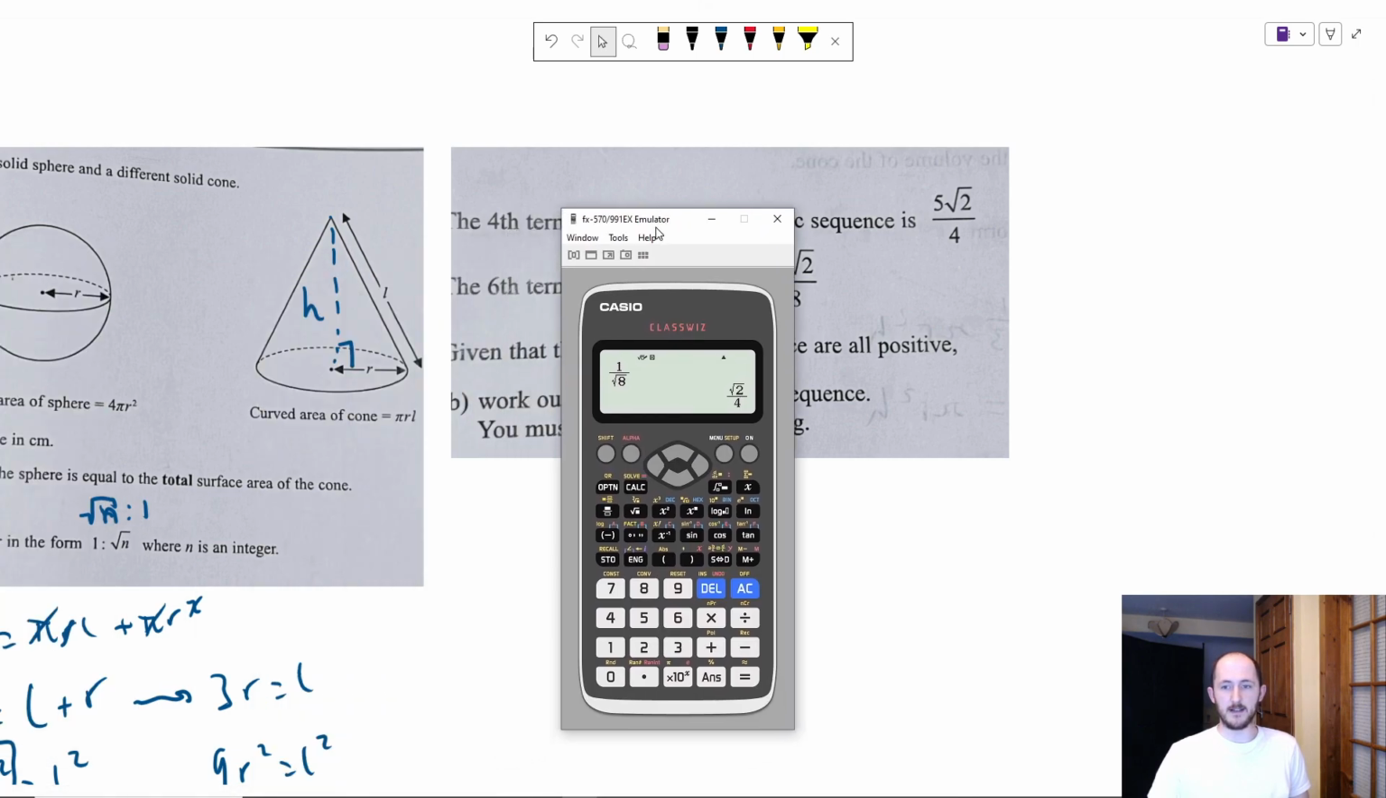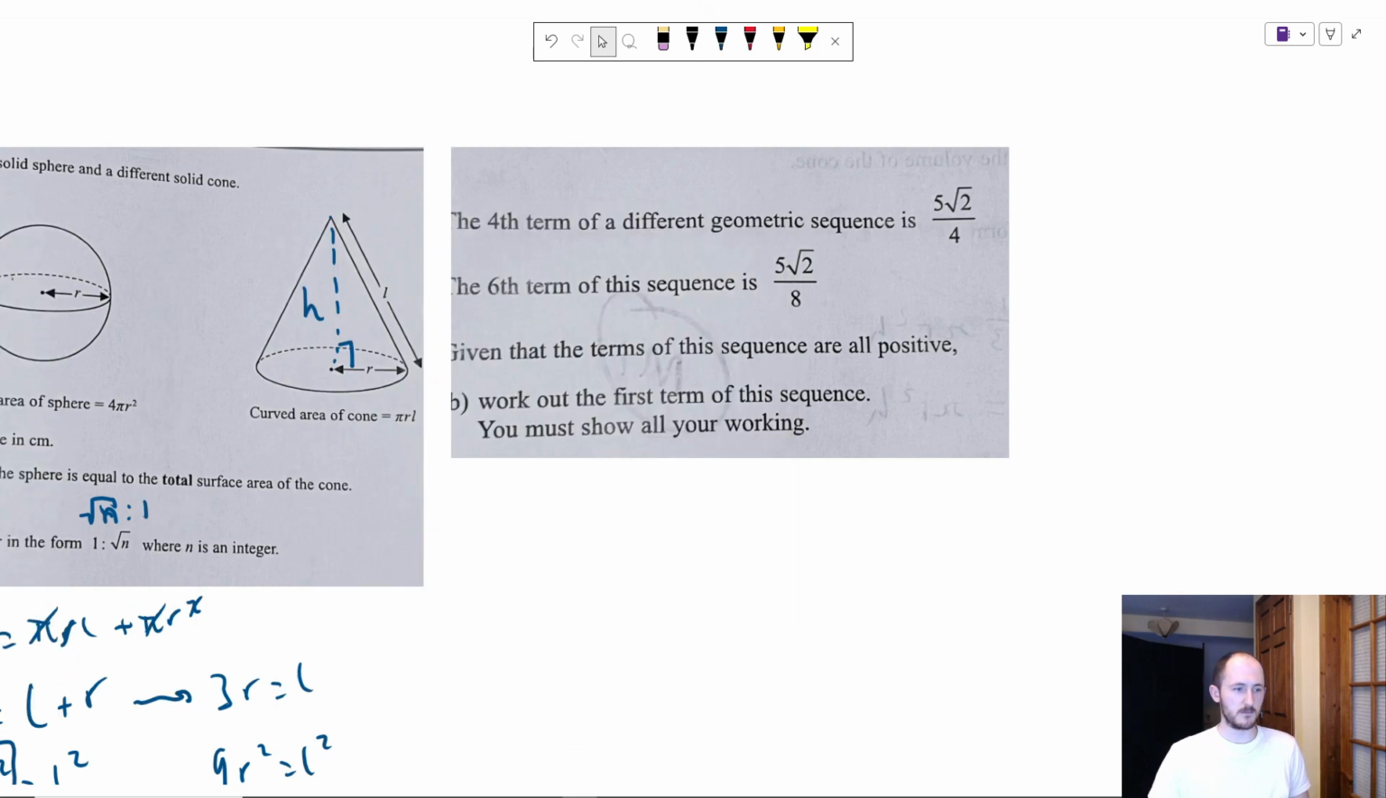Yeah, so if I root 8, it just gives me 2 root 2. So it won't really do anything. Anyways, it has happened before. I know that for a fact.